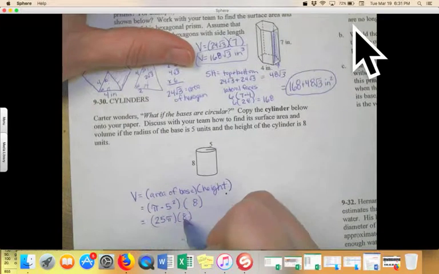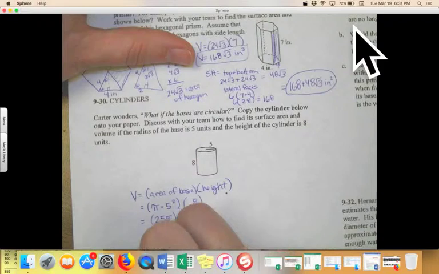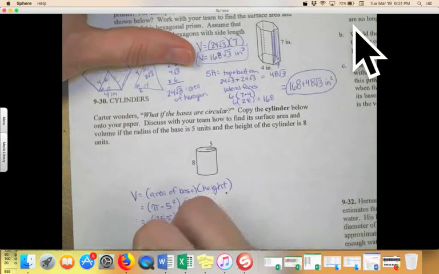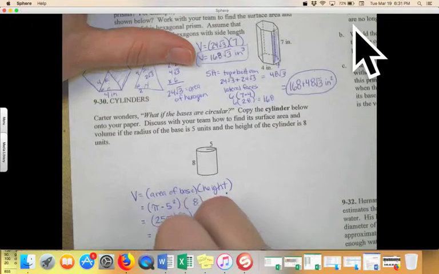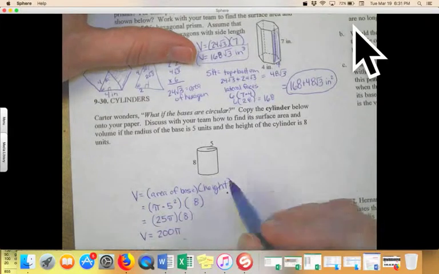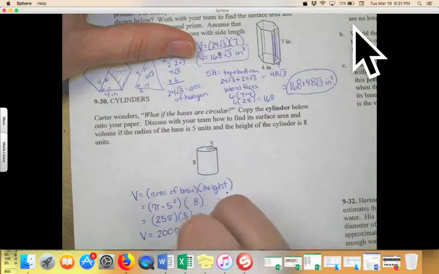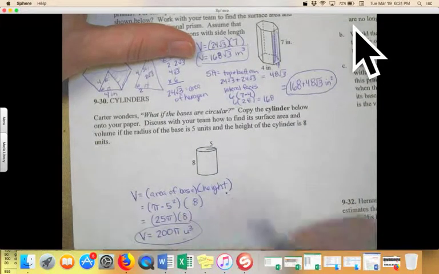Anytime I'm dealing with 25s, I think of money. So 8 quarters. 4 quarters is $1, so 8 quarters is $2. So 200 pi will be our volume. And did it give us units here? It did not give us units here. It just said units. So cubic units because this is our volume.